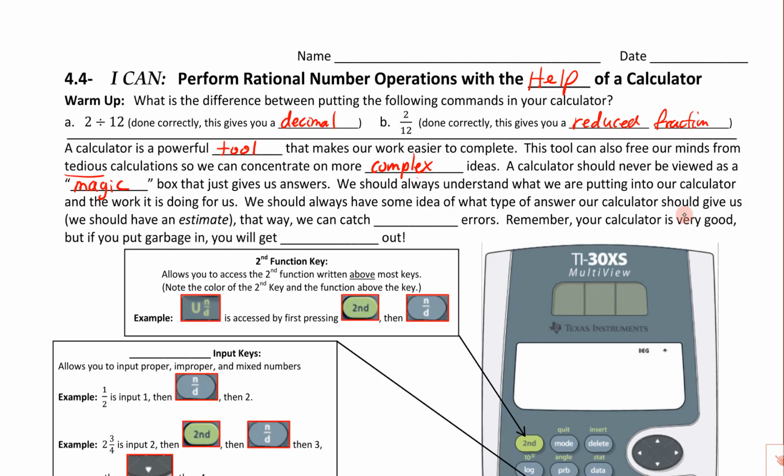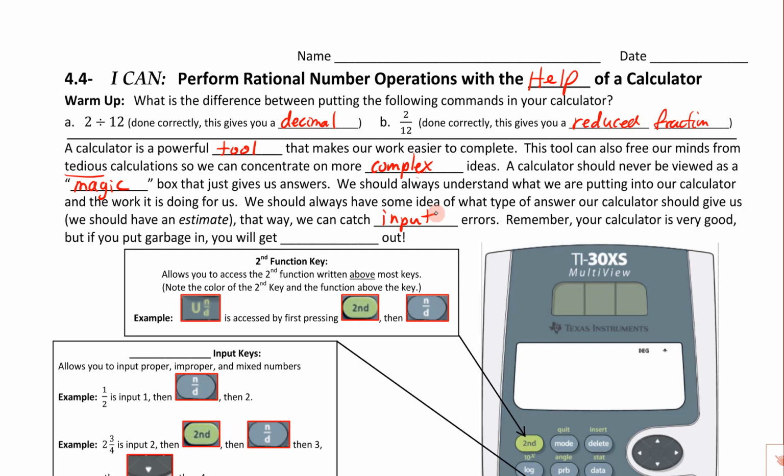Is it going to be positive? Is it going to be negative? The reason we want to do that is not just for mental exercise, because one of the most common mistakes we make with a calculator is what are called input errors. Write the word input right here. If you put the wrong thing in, you're going to get the wrong answer. I never want to hear anybody come up and say, well, my calculator said this was the answer.